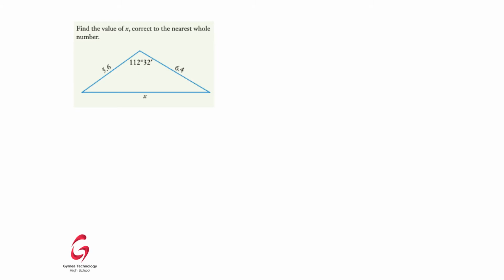Okay, let's look at this example together. It says find the value of x, correct to the nearest whole number. Now, the x is a side length, so we're going to have to recall this version of the cosine rule. You might be thinking, where's my C's, where's my A's and B's? There's nothing on this picture, I've just got x. So this is when you need to know how the rule really works. That C is the x value we're talking about, the one we want to find.